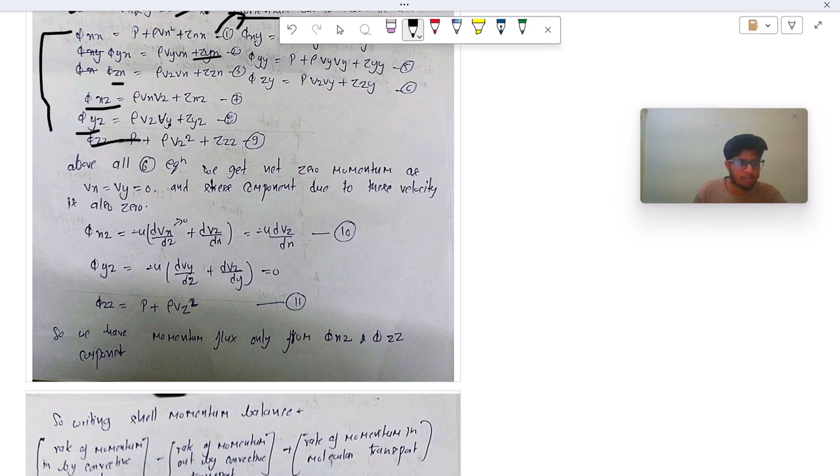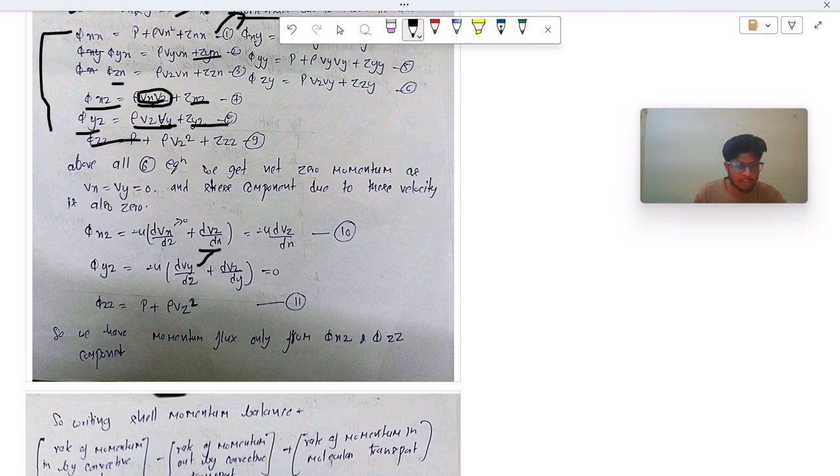Phi xz is the z momentum with jet velocity in the x direction. Basically, this means the jet momentum is transferred in the x direction. This is written as rho vx vz plus tau xz. As vx is 0, this term will be 0 and only the tau term remains. Then phi yz: in this also vy is 0, so this term will be 0, and tau yz, which we write as minus mu into dvy by dz plus dvz by dy.